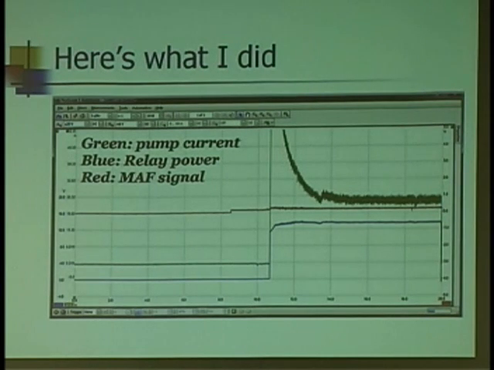Let's change to that. Is the pump running? Yes. How about the power to the relay? That's going, right?